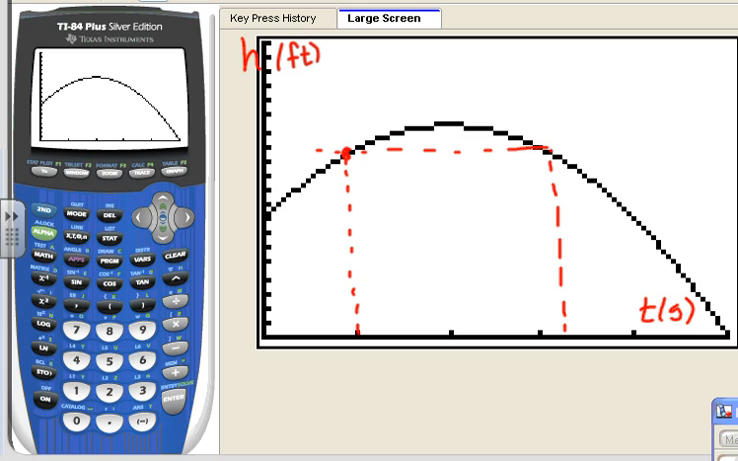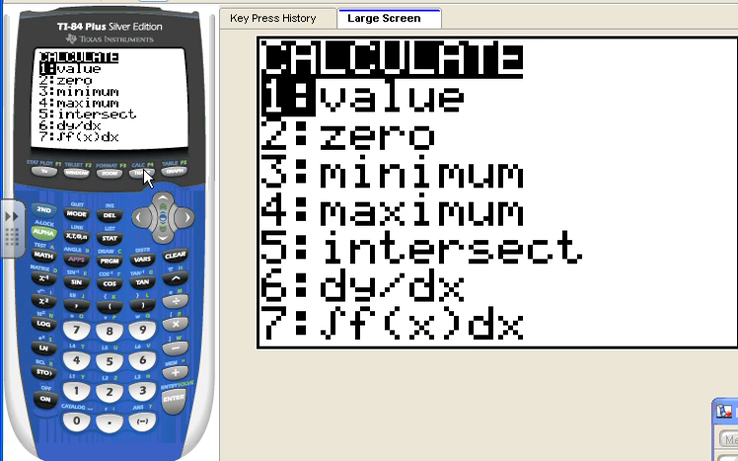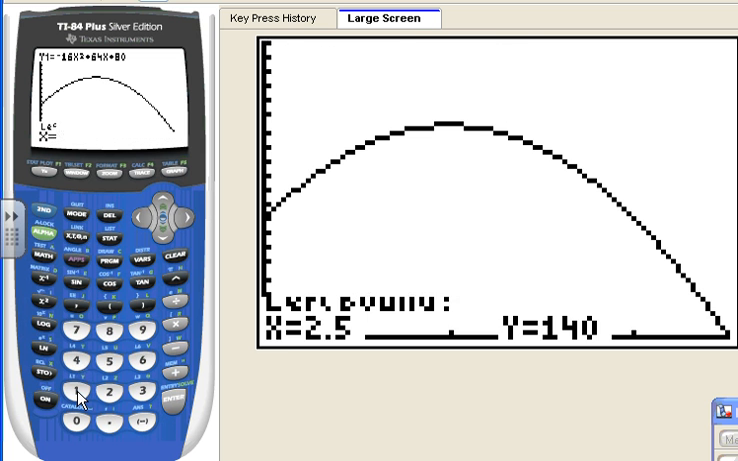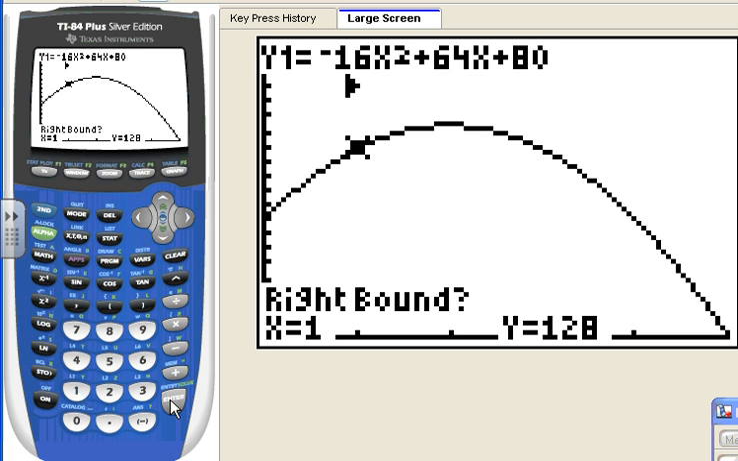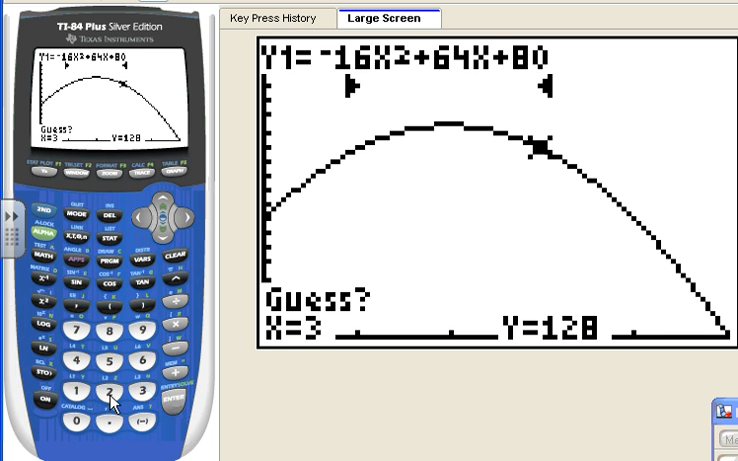Let's just check to see if the maximum really did occur at 2 seconds and was 144 feet. So we're going to press second and the calc button and go down and select number 4, maximum. Now it wants us to go right of that. We know it happened at about 2 seconds, so I'm going to go to a left bound of 1. And I'm going to go right bound of, let's say, 3. And I'm going to guess in the middle, let's say 2.